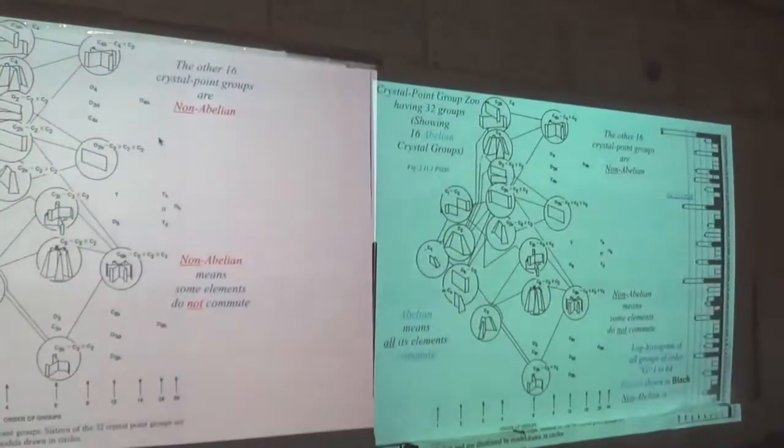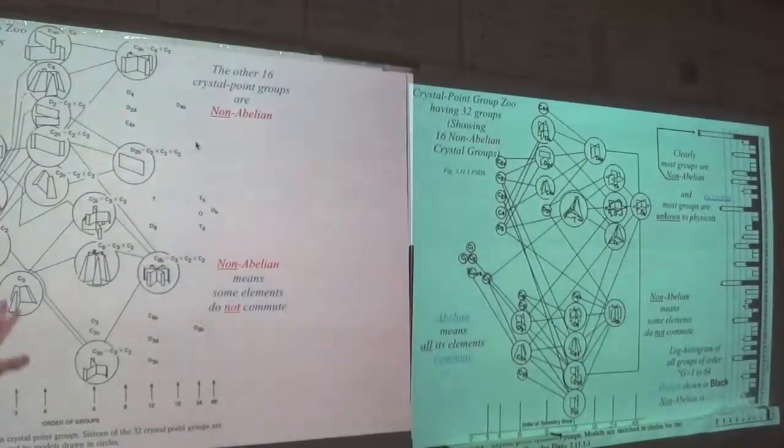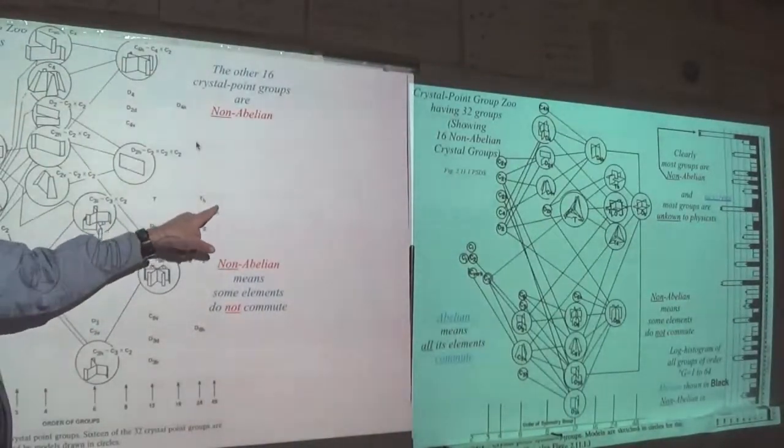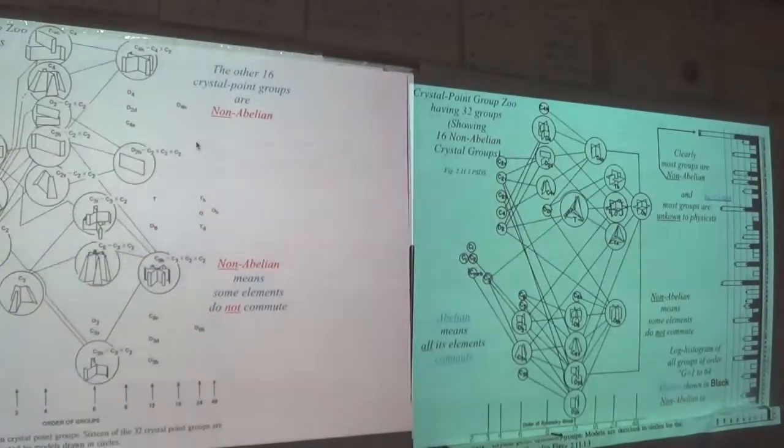The non-abelian groups are the other 16 that just have the letter alphabetic notation for their existence. The actual pictures of them are shown. So these are two separate figures that are in that Principles of Symmetry Dynamics book.